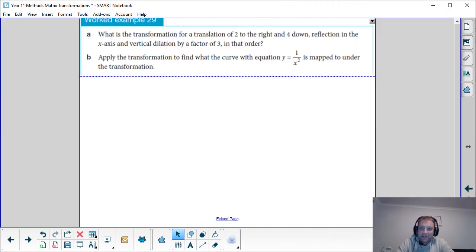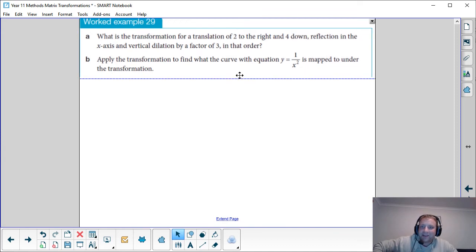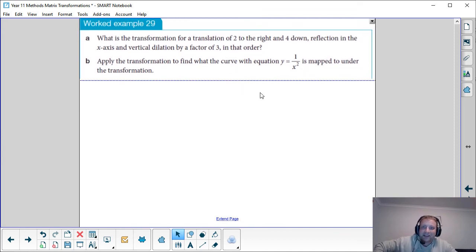The last example for this video is taken from your textbook, just so you can get used to the way they're going to ask the questions and some of the language that's involved and the way they've broken it into part A and part B. With part A, they're asking us, what is the transformation for a translation of 2 to the right and 4 down, reflection in the x-axis, and vertical dilation by a factor of 3 in that order.